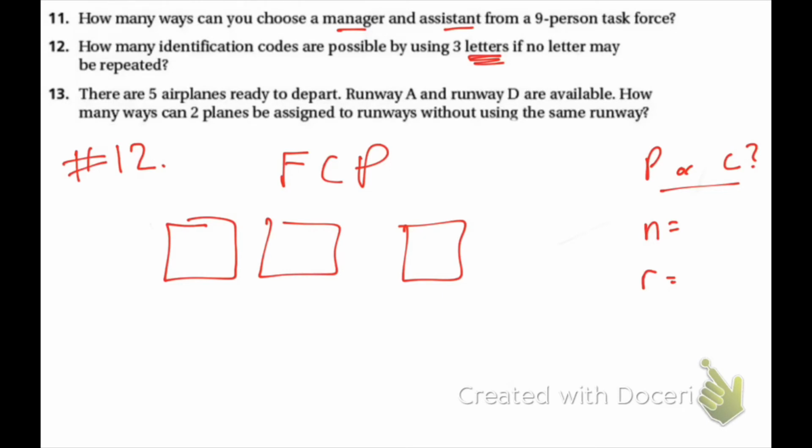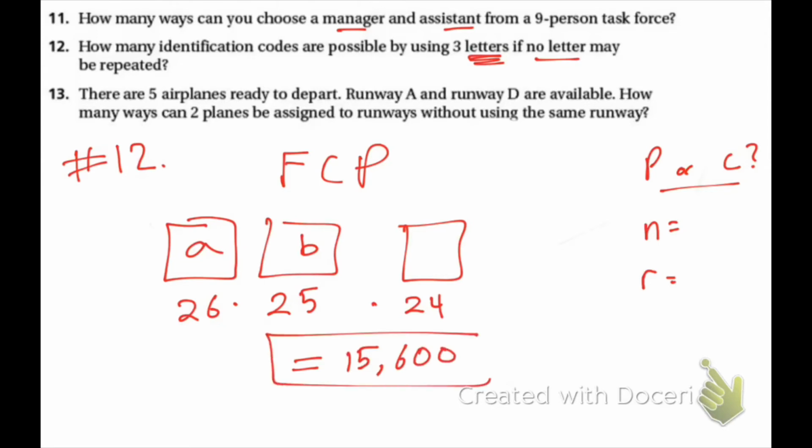Our first option is 26, all the letters of the alphabet, but we cannot repeat. So once I use a letter, let's say I use A, I can't use A again, so I have 25 options here. Let's say I use B, can't use A or B, so I have 24 options here. So I multiply them all together, 26 times 25 times 24, and that gives you 15,600.